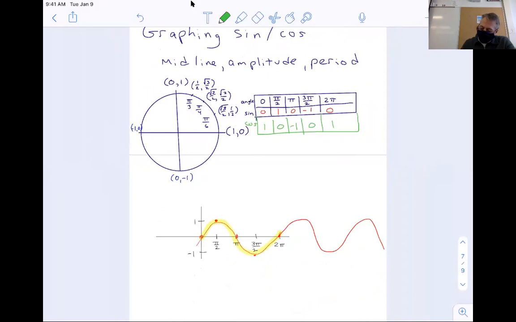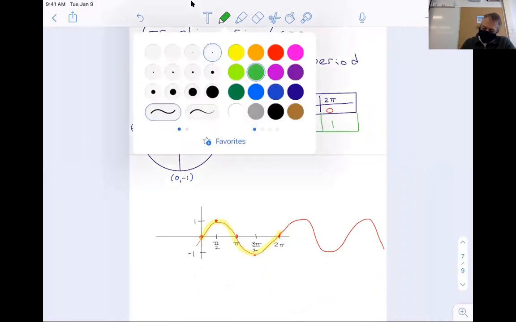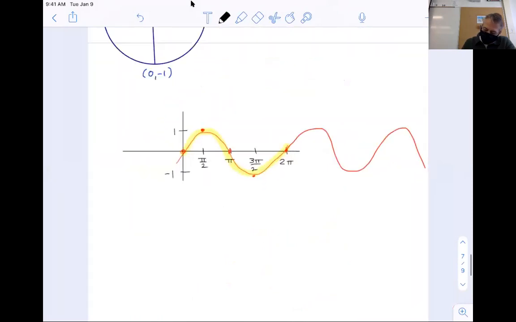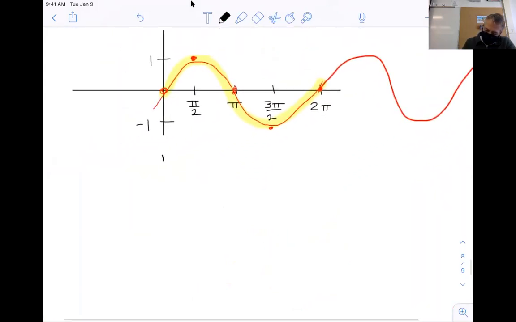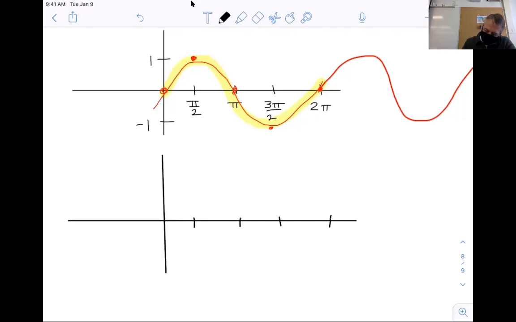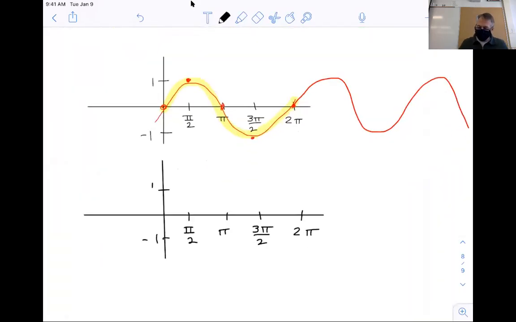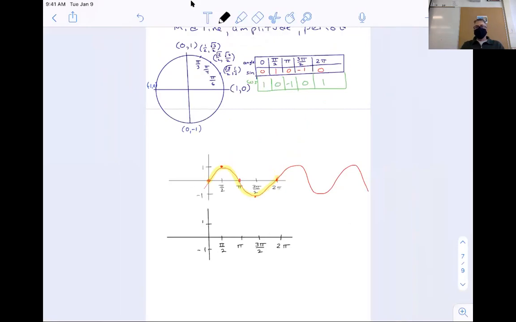So for a cosine graph, I'm going to draw that right underneath the sine graph. So I'm going to use the same notches I did for the sine graph. So that would be pi over 2, pi, 3 pi over 2, and 2 pi. And my range will be from -1 to 1 also. So the setup looks very similar to the sine. We're using the same graph basically.